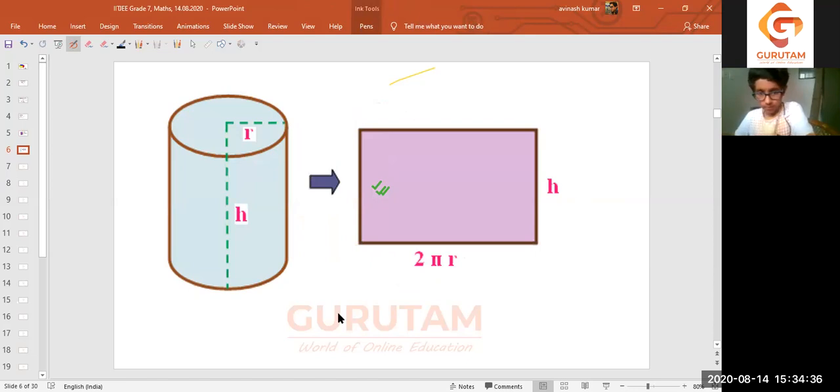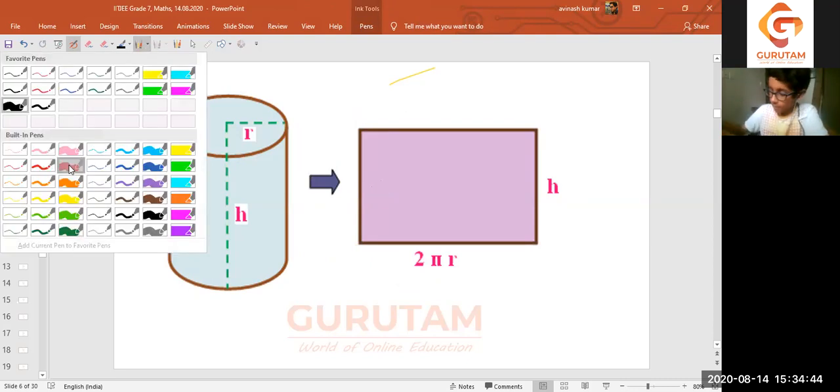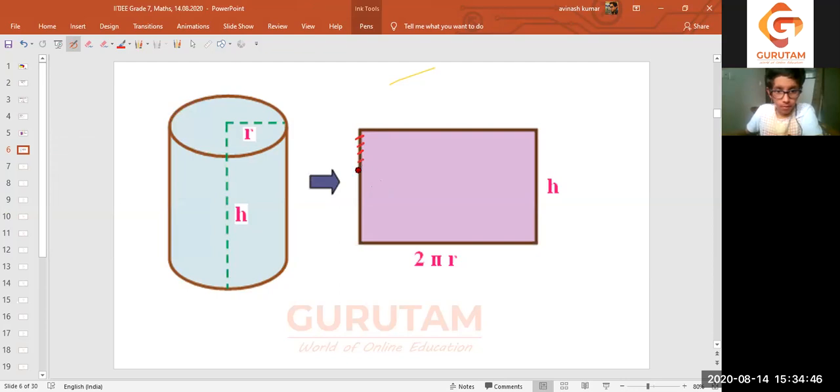Now listen to me. What you have rolled is wrong. How to roll it, I will let you know. You need to take this edge and this edge of the paper and just join the edges and try to make a hollow cylinder. Yes, like that.